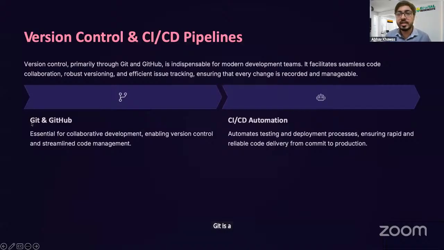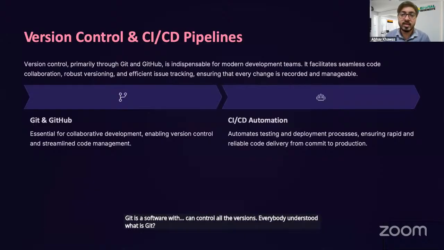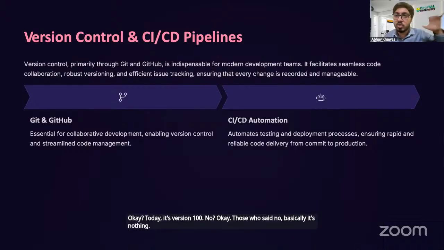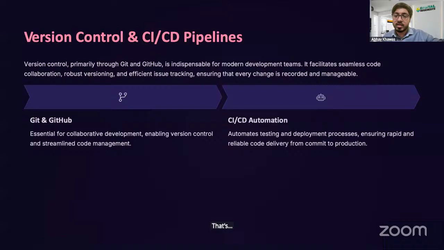Git is a software which can control all the versions. Everybody understood what Git is? Yes or no in the chat. So the 2013 one maybe was version 1. Today it's version 100. Those who said no, it's nothing. In 2013 it looked different, right? Let's say that is version 1. In 2014 maybe they launched version 2. So Git will help you control that version, meaning change that version properly while keeping a record of the previous versions as well. All in all, Git basically helps you control your versions.